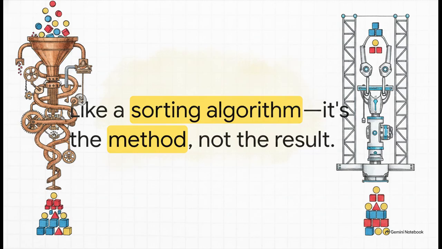Now, for those of you who write scripts or code, think of this exactly like a sorting algorithm in traditional programming. It is the method, not the end result. Just as quicksort and merge sort both successfully sort data but use entirely different approaches to get there, ML algorithms learn from data using very different mathematical methods.